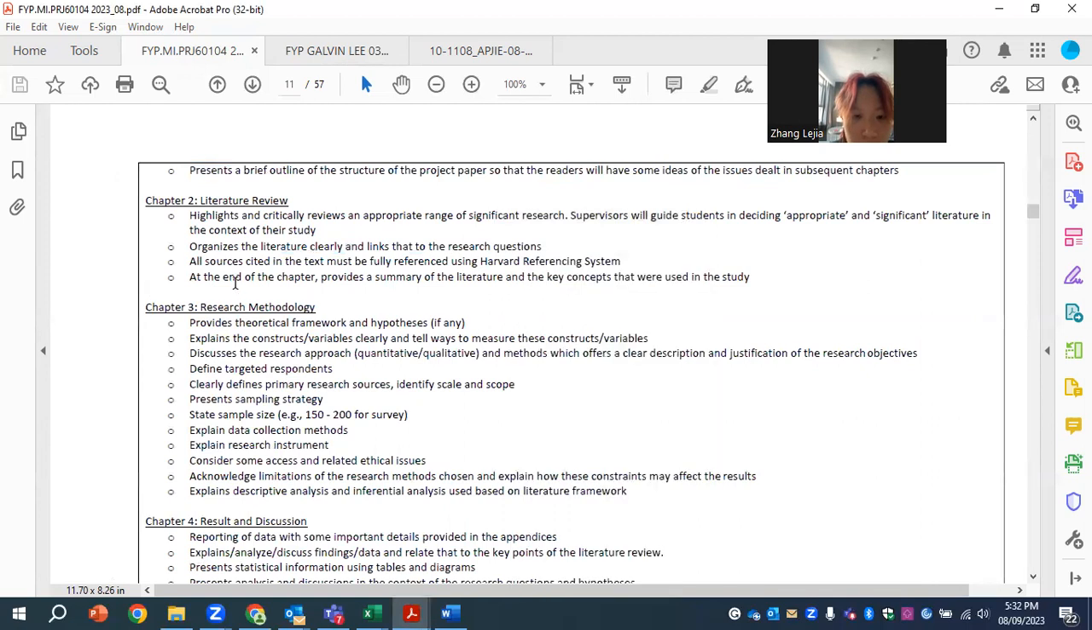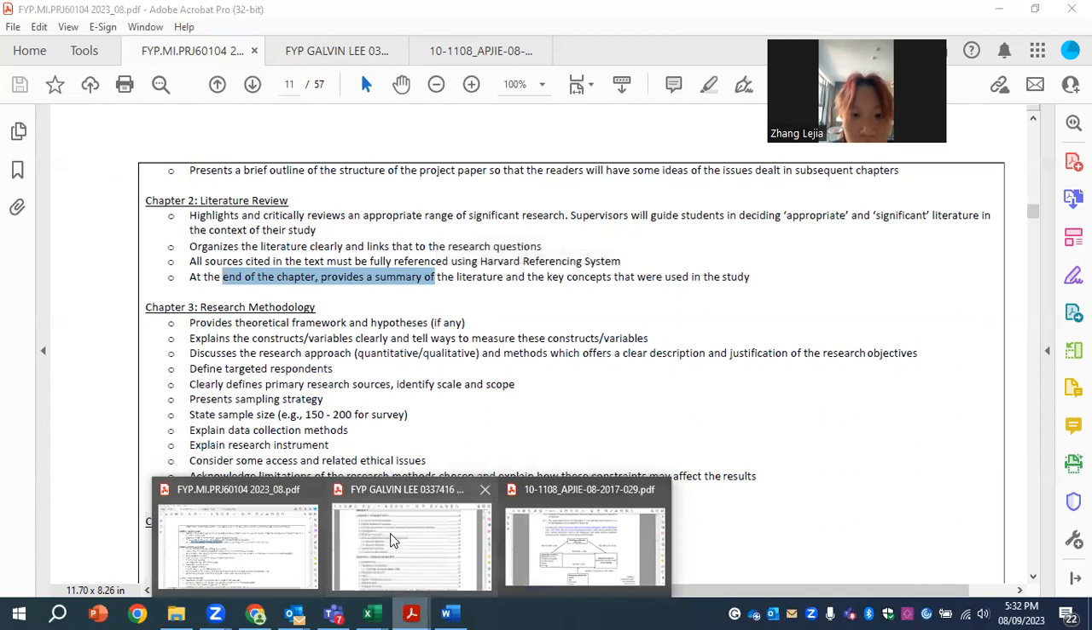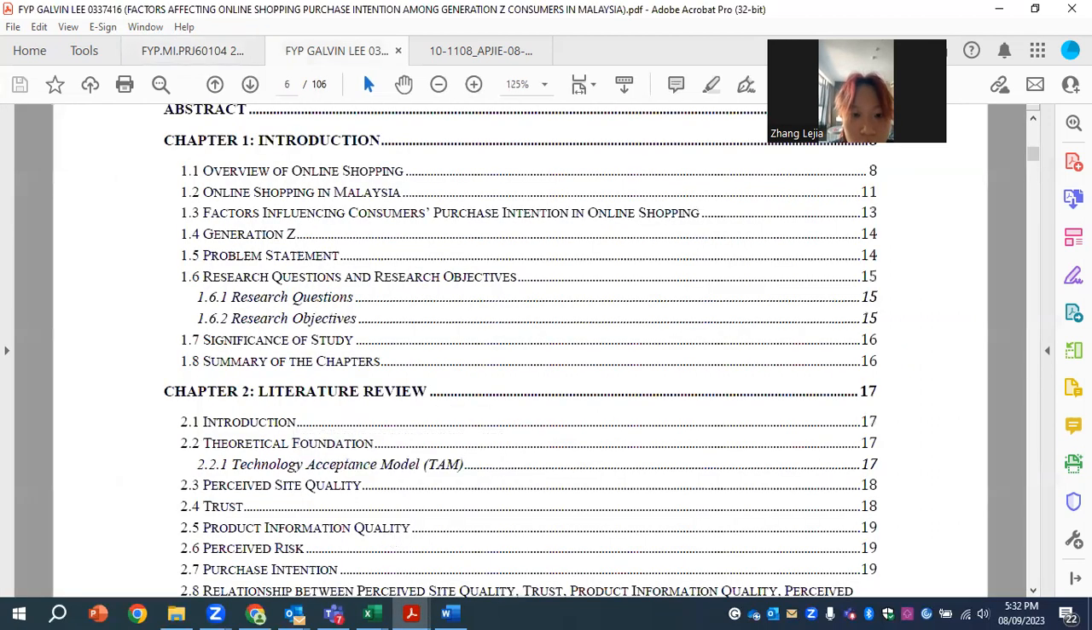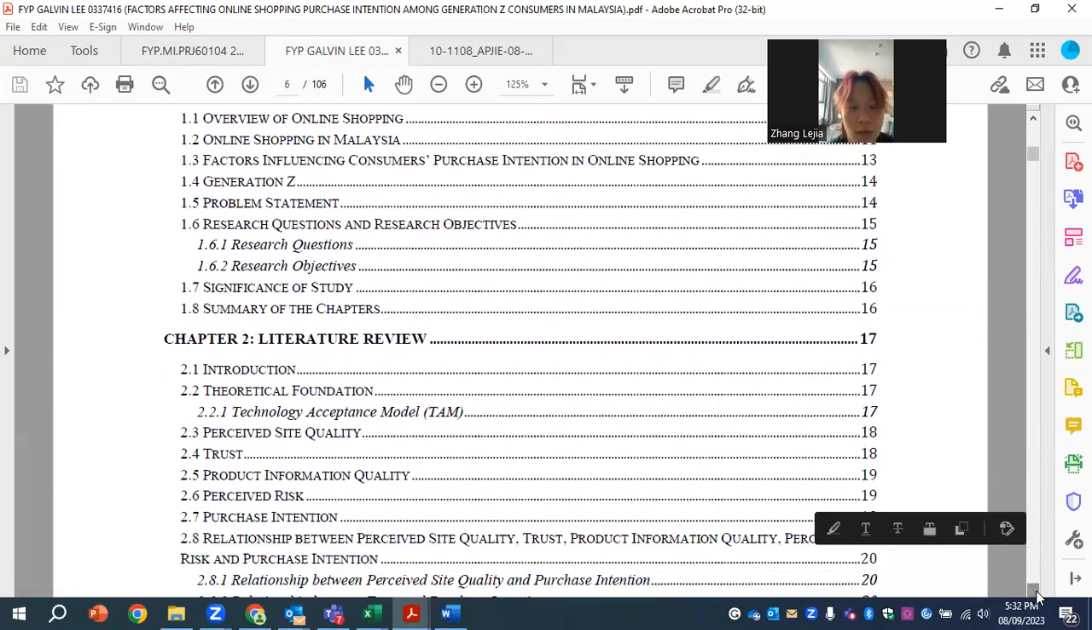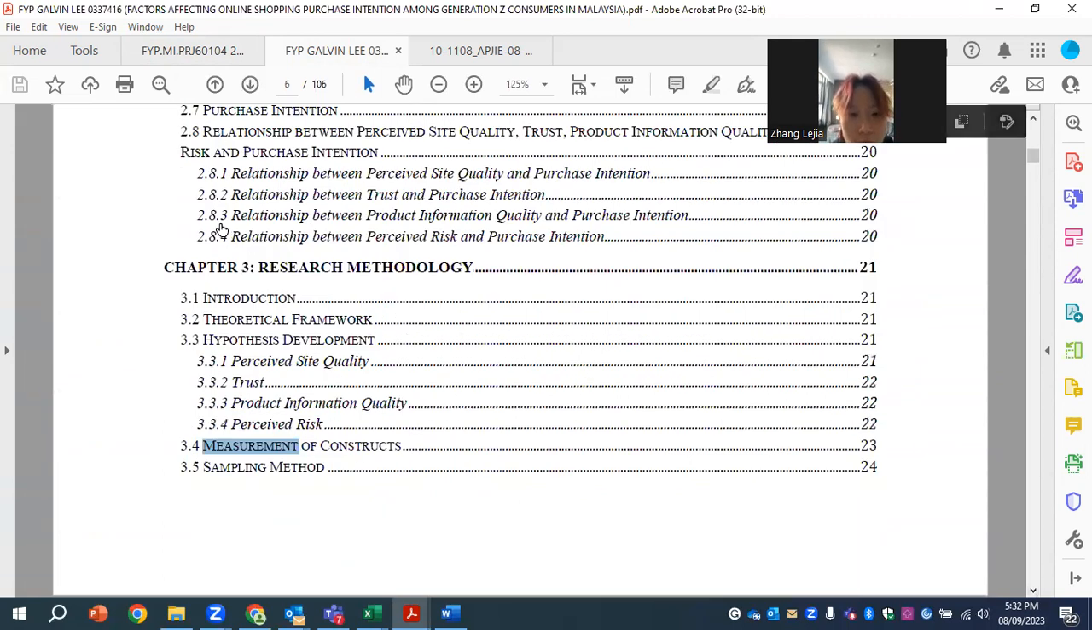At the end of each chapter, provide a summary. This one I left out. At the end of the chapter, instead of just ending with the relationship, you also provide a summary. Like this, it says chapter 2, provide a summary. Over here, after the relationship, you explain the first IV and the DV, second IV and DV, third IV and DV. You add in a summary of the chapter. What is this topic all about? Summary of chapter.